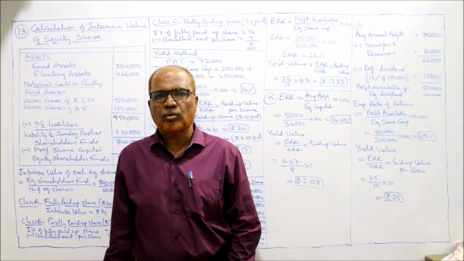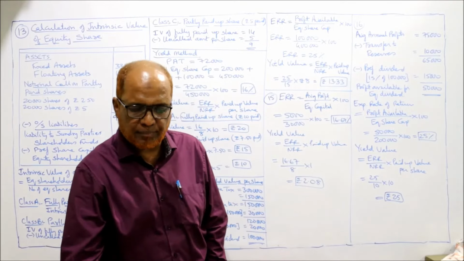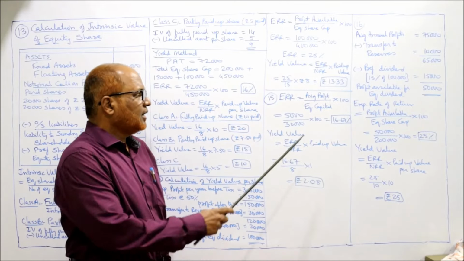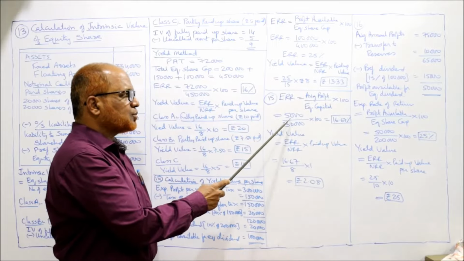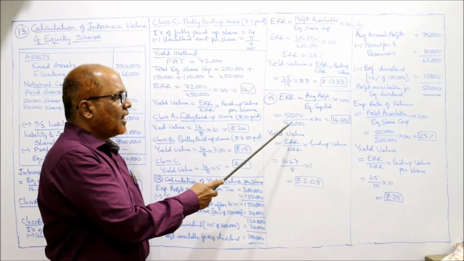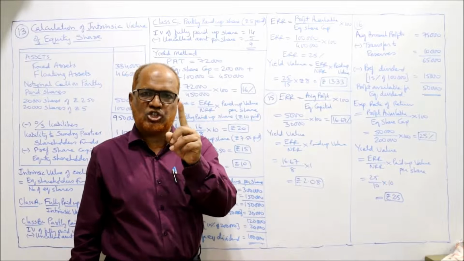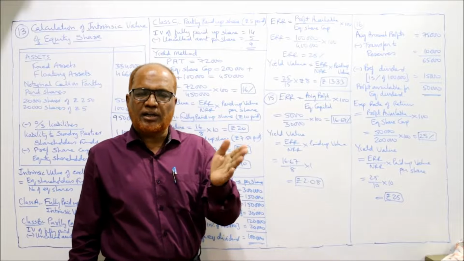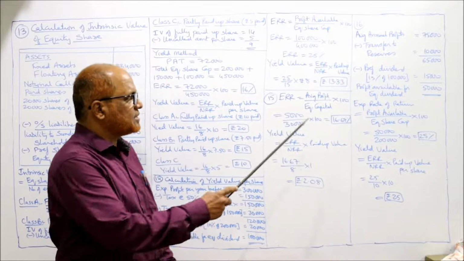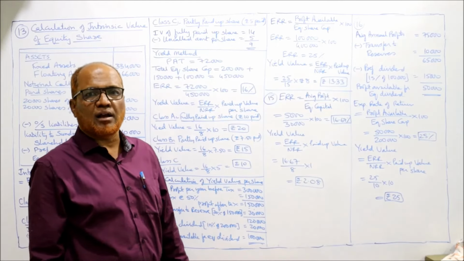So again we can find out the yield value. Intrinsic value we can't calculate, as assets and liabilities are not given. Profits are given. ERR is equal to average profit by equity capital into 100. Average profit is given as 5,000 and equity share capital is 30,000 shares of 1 rupee each. 30,000 shares, and one share is 1 rupee, so 30,000 into 1, 30,000 rupees is the share capital, into 100. 16.67 is the ERR.